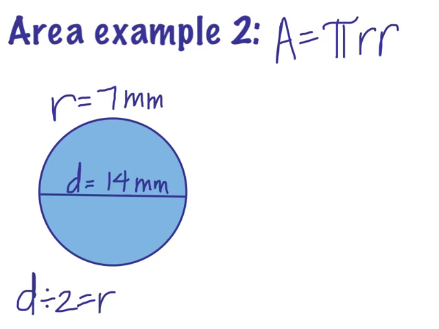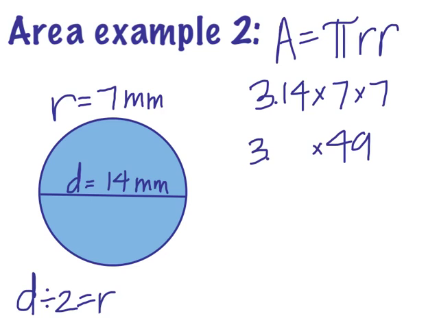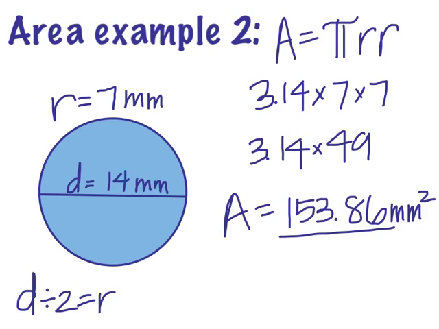Now we can start our equation. 3.14 times 7 times 7. Again, we can do some mental math. 7 times 7 is 49 times 3.14. Pause to find your answer. Your answer is 153.86 millimeters squared.